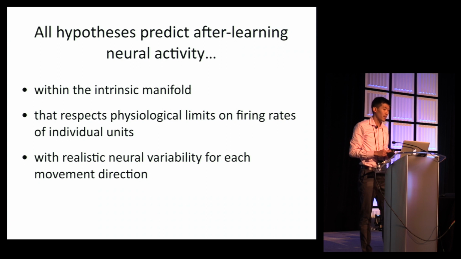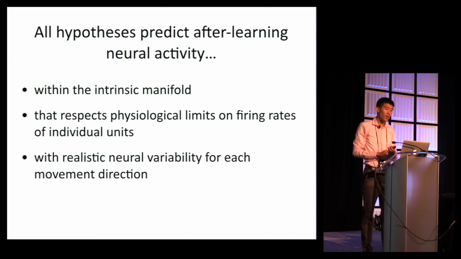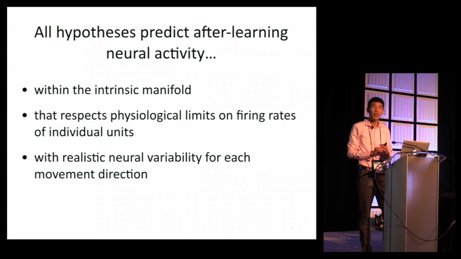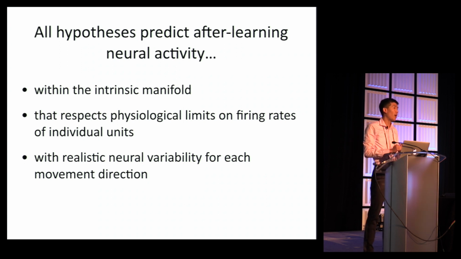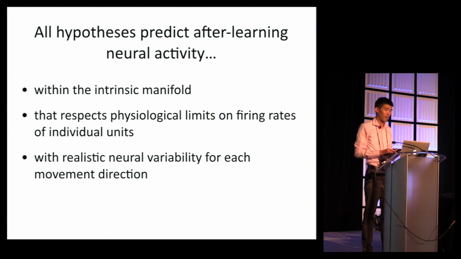So all of these hypotheses predict, after learning, neural activity that is within the intrinsic manifold. Also, they respect the physiological limits on firing rates of individual units, because if some of these hypotheses predicted unrealistic firing rates, that would not be an interesting test here. And thirdly, all of these hypotheses predict realistic neural variability for each movement direction, so the trial-to-trial variability.